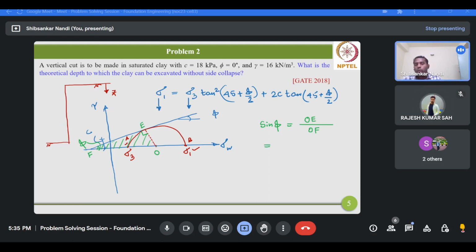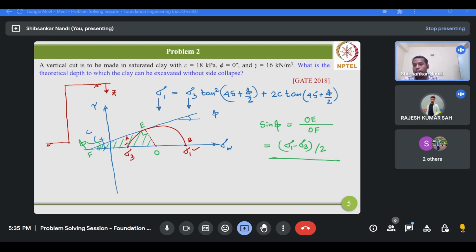Now, what is the value of OE in terms of principal stresses? OE means the radius of the Mohr circle. Radius is sigma 1 minus sigma 3 by 2. Very good. And what should be the value of OF? Sigma 1 plus sigma 3 by 2.